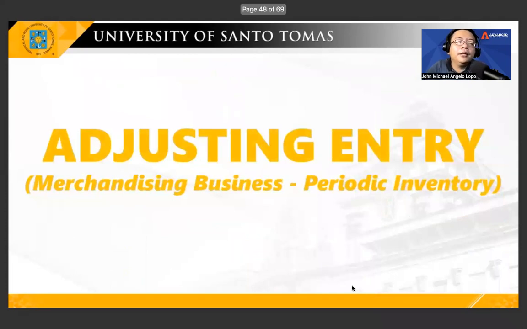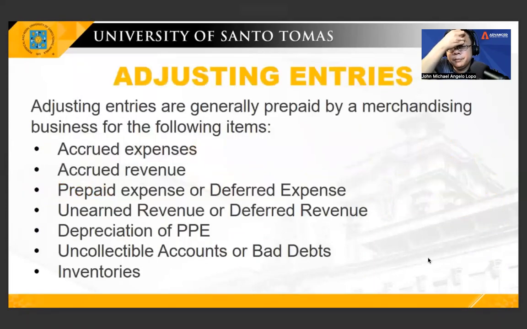Okay. Yan. Adjusting entries in the merchandising inventory or periodic inventory. No? Hopefully, you still remember this one. Right? Adjusting entries are generally prepared by the merchandising business for the following items: accrued expenses, accrued revenue, prepaid expenses, unearned or deferral. Diba? Hopefully, you still remember this one, no? Depreciation of the PPE and collectible accounts of budgets, and you have your inventory. So hopefully, you still remember this one.